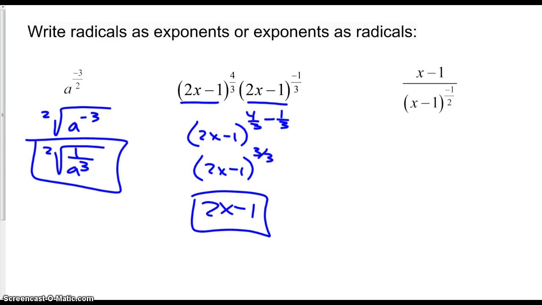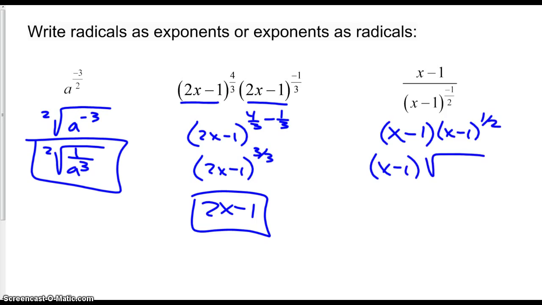Right? What about this one over here? We have x minus 1 over x minus 1 to the negative 1/2. Well, that's the same as x minus 1 times x minus 1 to the positive 1/2. But raising something to the positive 1/2 is the same as taking the square root. So I think that might be the best way to write it if you need to have it in form of using radicals.